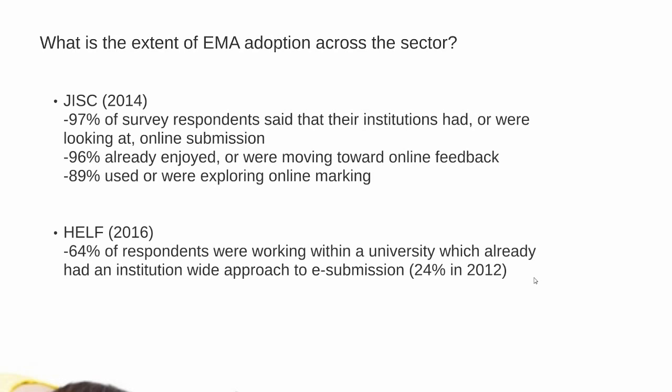So what we can see from the stats that I've put on the screen there, from the JISC and the Heads of E-Learning Forum stats, is that almost all universities are looking, as we already know, at moving towards online submission, grading, and feedback. They're making a little bit more progress with the online submission, but certainly with the online marking as well. And in addition to that, if we look at the Heads of E-Learning Forum stats from 2016, we can see that that movement away from paper-based towards online submission, feedback and grading is gathering pace. So this is a real issue within the sector at the moment.